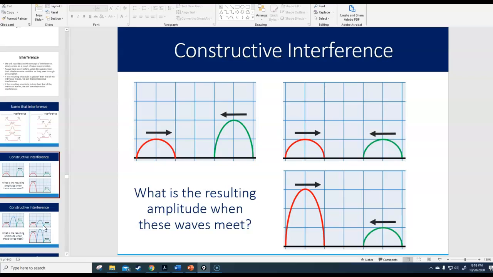I could look at the other ones also, but I think you probably get the point. This is what all of these situations would look like when you apply superposition, and these are all examples of constructive interference.